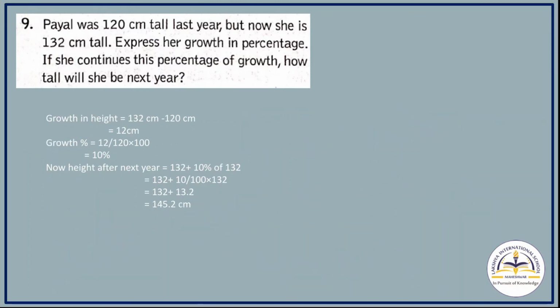Now height after next year, that is 132 plus 10% of 132, that is 132 plus 13.2, that is 145.2 centimeter. That will be her height next year.